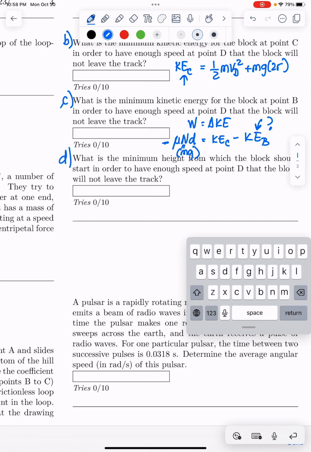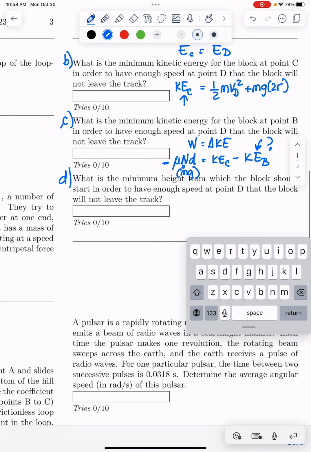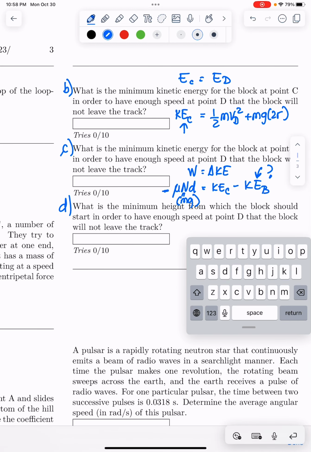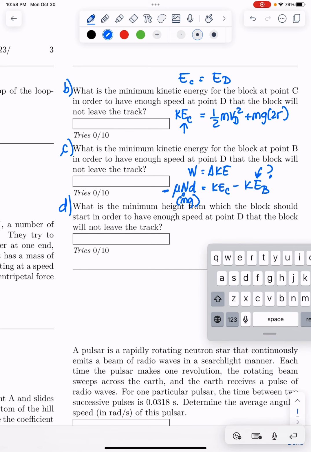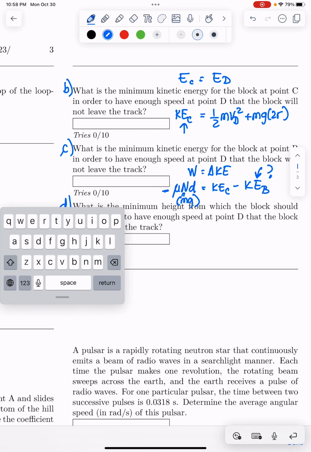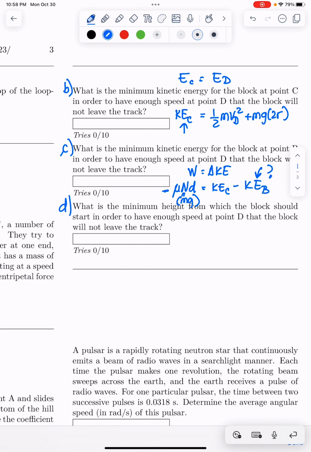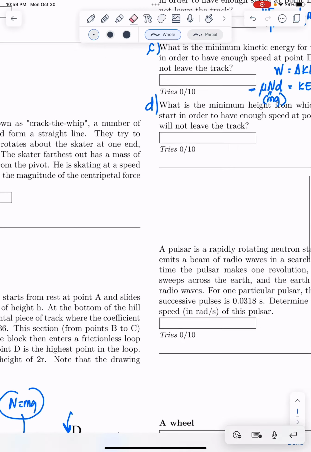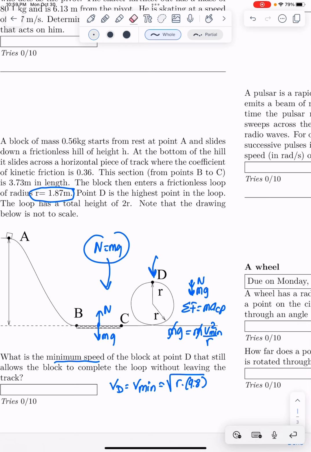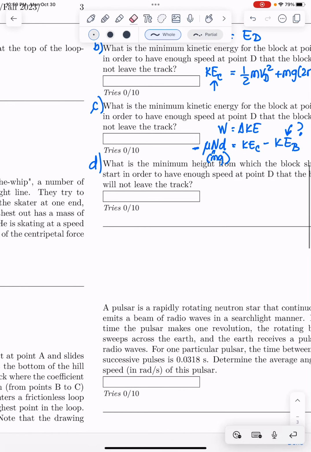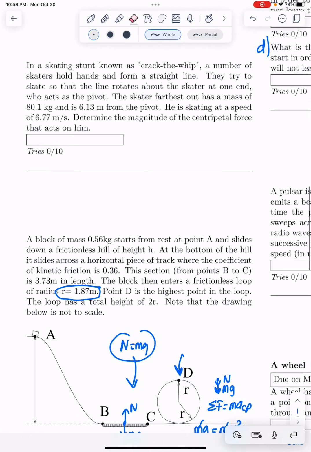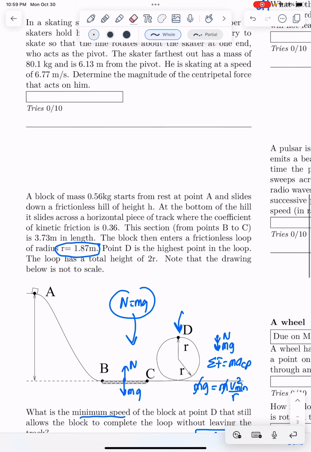Now the last part of it says, what is the minimum height from which the block should start in order to have enough speed at point D, so the block will not leave the track. So actually moving further, right? We found the kinetic energy at D, at C, at B. Now, let's read again. What's the minimum height in order to have this kinetic energy at B that we just calculated?